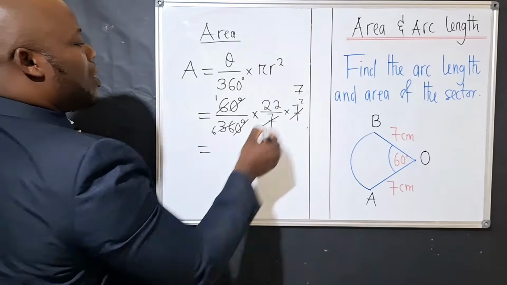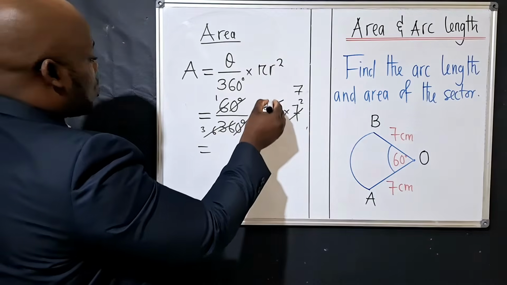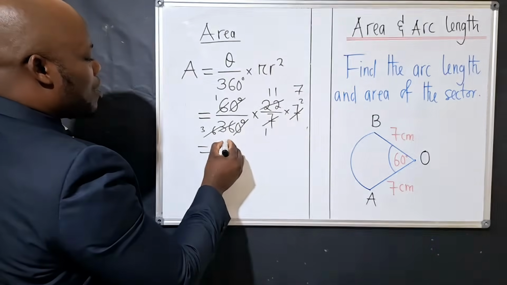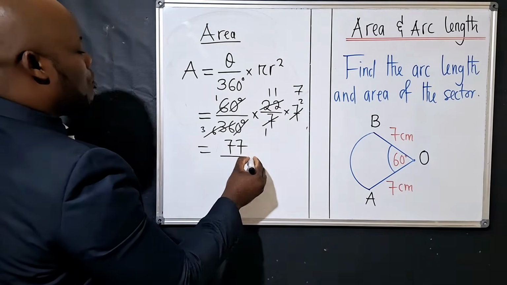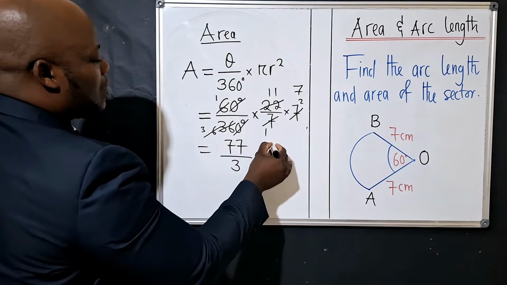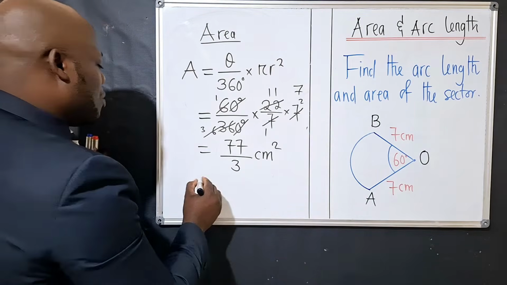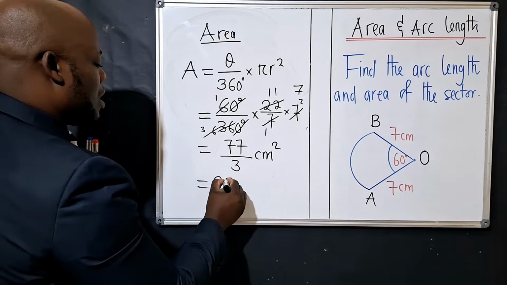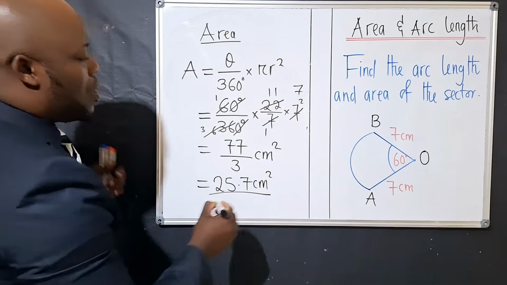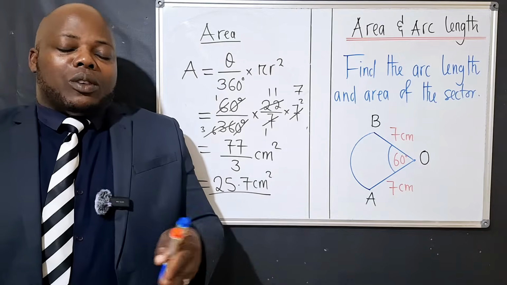We remain with one 7. And then 2 into 6 is a 3. 2 into 22 is 11. So we shall have 1 times 11 times 7, which will give us 77 over 3 times 1, which is 3, centimeters squared. So if you want, you can leave your answer like this. There is no problem. But if you wish to write it in decimal, it will be like this. This is how you find the area and the arc length of the sector.